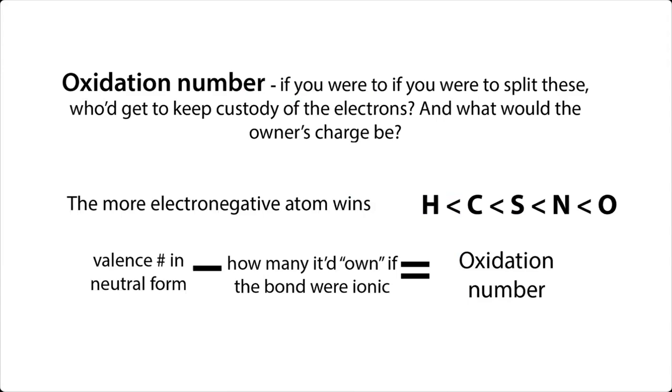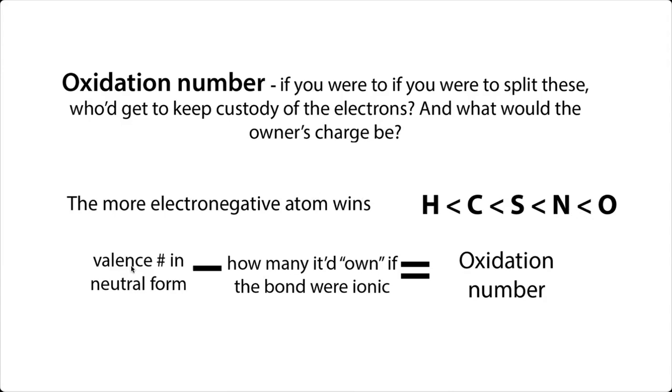The oxidation number is saying, if you were to actually split those up, so do those hypothetical splits, who would get to keep custody of the electrons, and what would the owner's charge be? How do we determine who gets to keep them? Well, we have to go based off of electronegativity. And remember, we have hydrogen, which is our weakling, and we have oxygen, which is our really electronegative one. In between, we go from hydrogen to carbon to sulfur to nitrogen to oxygen.